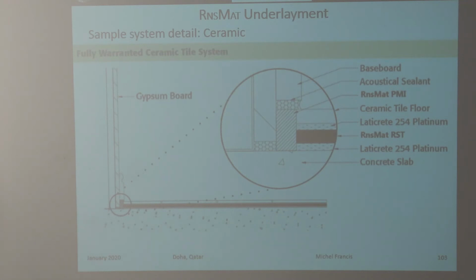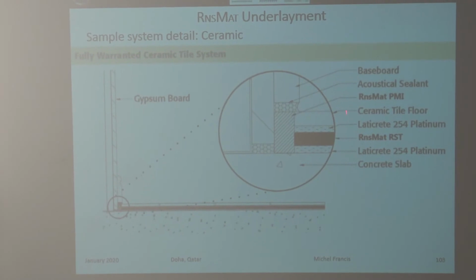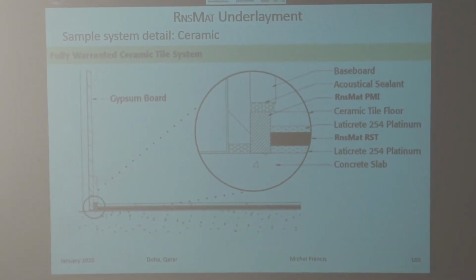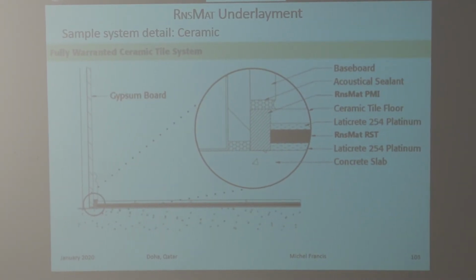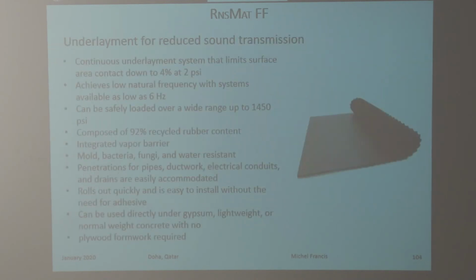That's another example. So you have here ceramic tiles, and you have the adhesive and the RNS mat RST, and this is all on a concrete slab. That's another example. The other one, the FF, which has these points down, is for the floating floor, and this one is much more performant for mechanical rooms, for sports fields and such.